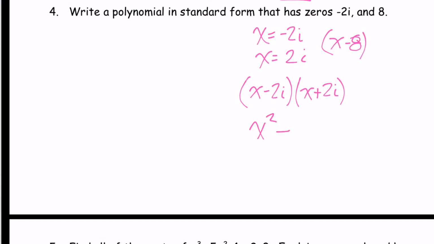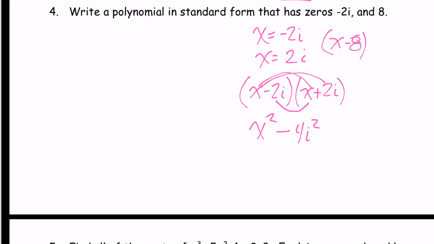Negative 2i times positive 2i is a negative 4i squared. What did I just do with my foiling? I messed it up. Well, look, x times x is our x squared. X times positive 2i is a positive 2ix. But then we have x times negative 2i, which is a negative 2ix. They cancel because we're dealing with conjugates.